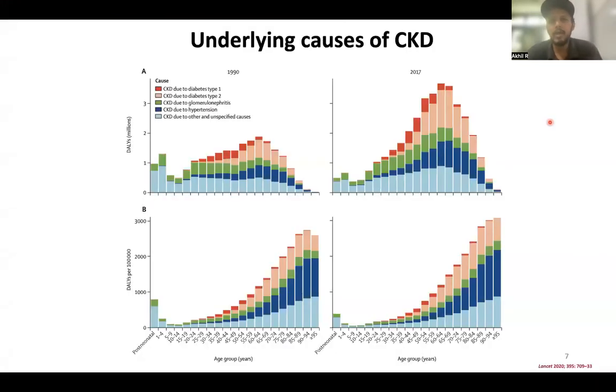So what could be the underlying cause of this disease? If we see the statistics over the past 2 to 3 decades, it is observed that diabetes type 1, type 2, and glomerular nephritis contribute majorly to the advancement of the disease, followed by hypertension.